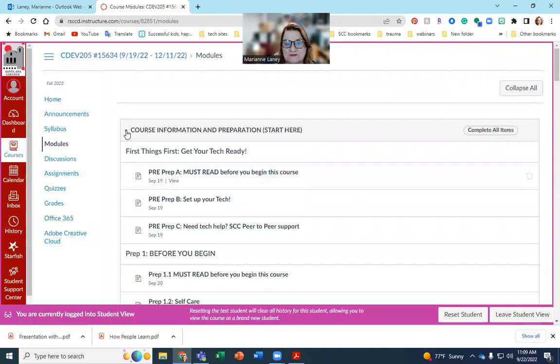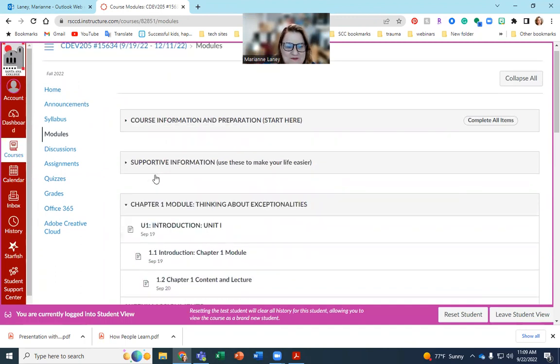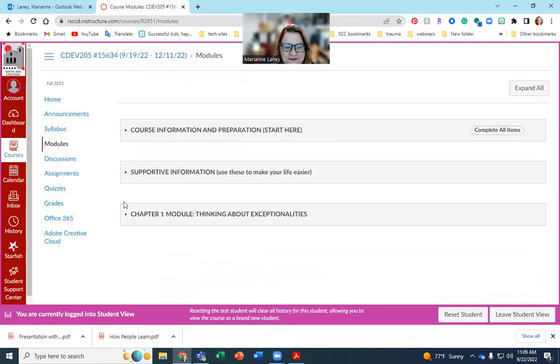So now I have course information. See, now you see it's pink around the side. This means I'm in student view. Course information, supportive information, and chapter 1 module. That's all I have. You see just those 3. That's all I want. Too much is too much. I don't want you to see all that stuff. Now I feel better. Thank you. I did not mean to overwhelm you guys.